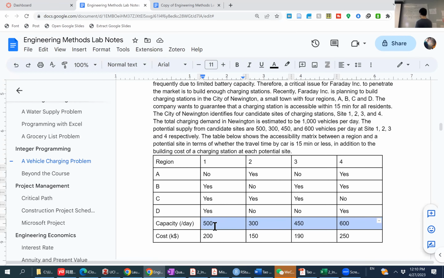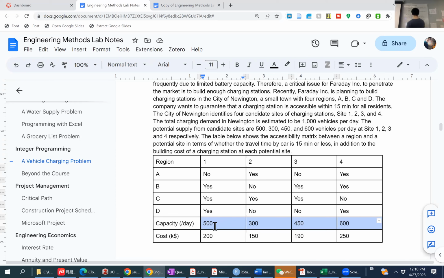This is also greater than or equal to 1. For C, we also have a, okay, so this is yes, yes, yes, and this is no. For site D, we have a yes from site 1 and 4. These are 0. So please complete all these constraints.